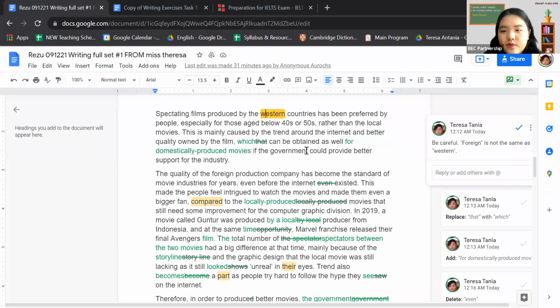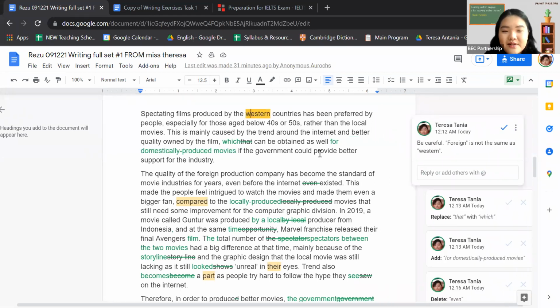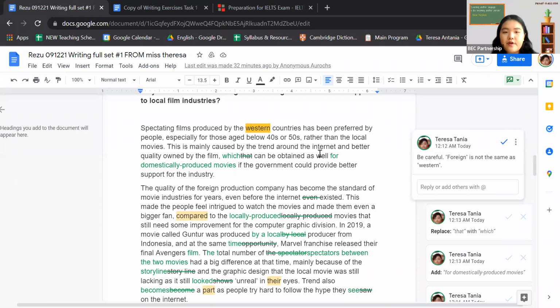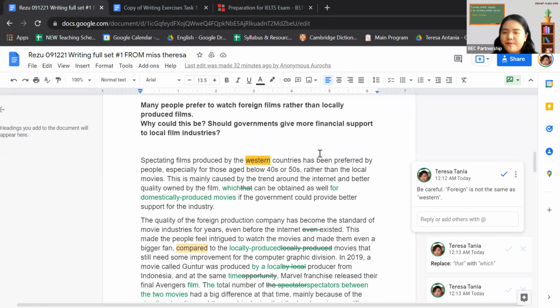And then this one too, foreign is not the same as Western. I know that we are trapped in this because we're Indonesian and we see the most common movies coming to our country, and the most popular ones are from Western countries. You can perhaps say, for example, films produced by other countries, especially Western.